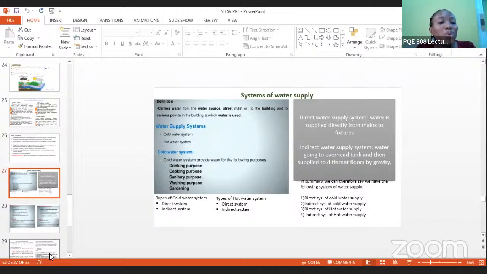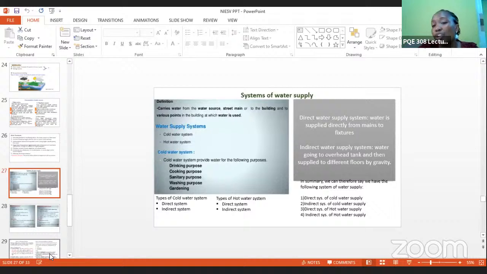Now, we have two water supply systems. Majorly we have cold water and we have hot water. What's the difference between cold and hot water? For hot water, there's a boiler.